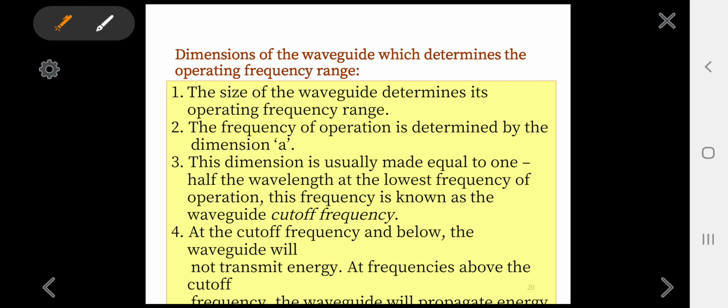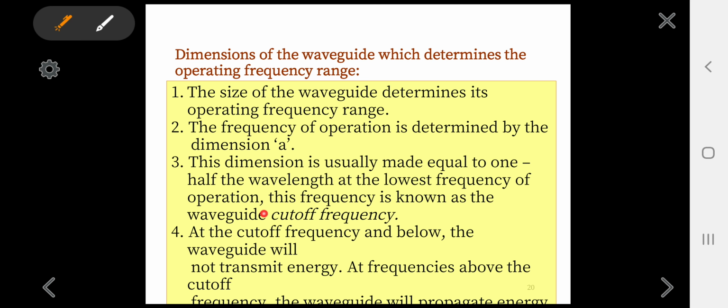Now come to the dimensions of the waveguide, which determine the operating frequency. The size of the waveguide determines its operating frequencies. The frequency of operation is determined by the dimension a, which I told you is along the x-axis. The dimension is usually made equal to one half, ideally, the wavelength at the lowest frequency of operation. This frequency is known as the waveguide cutoff frequency.